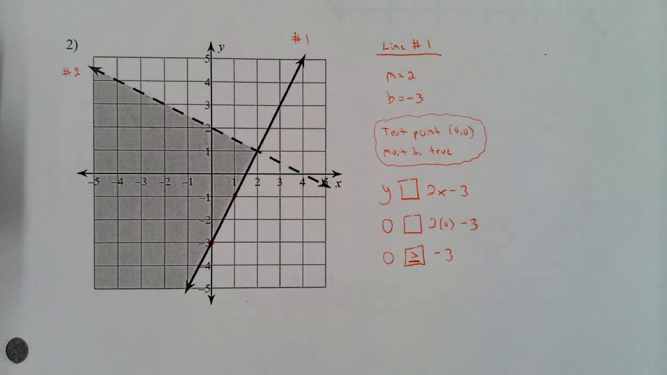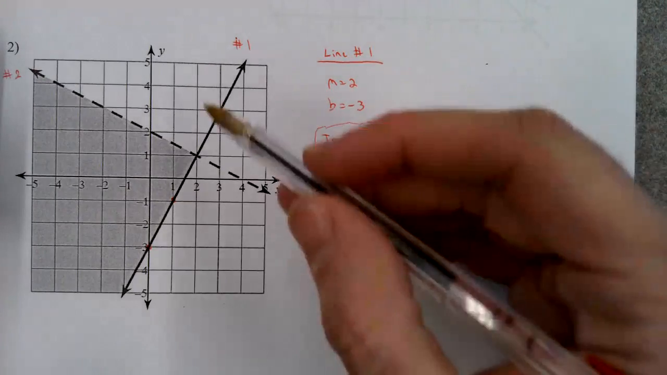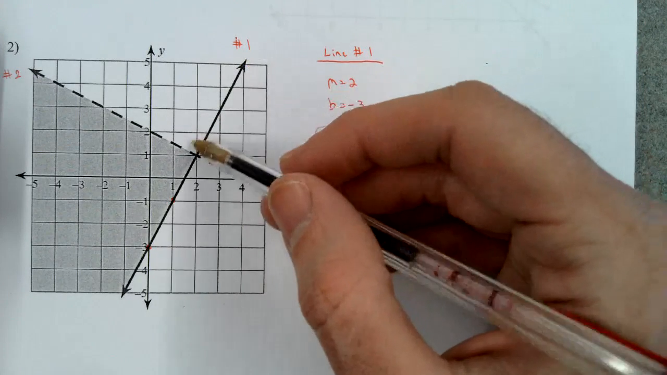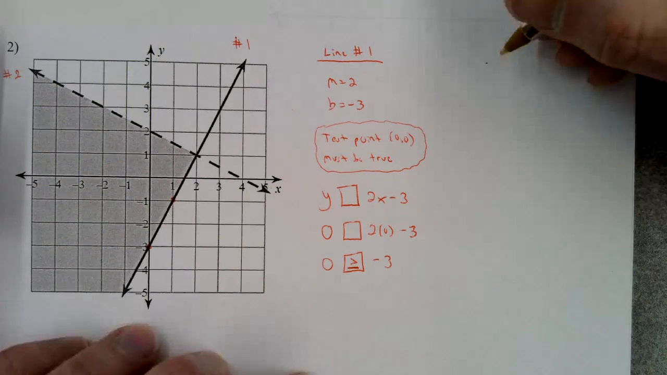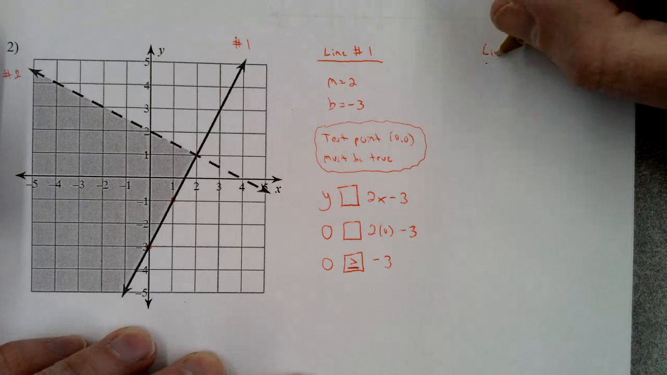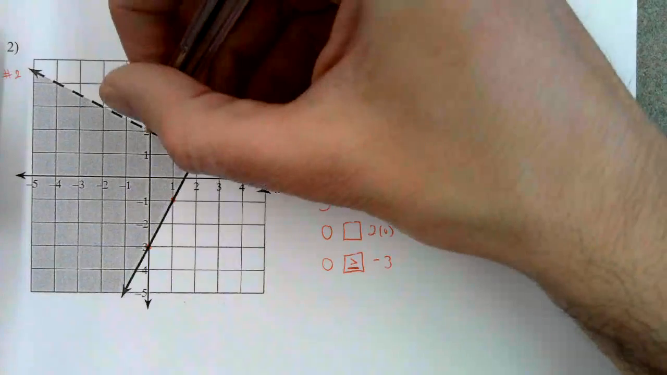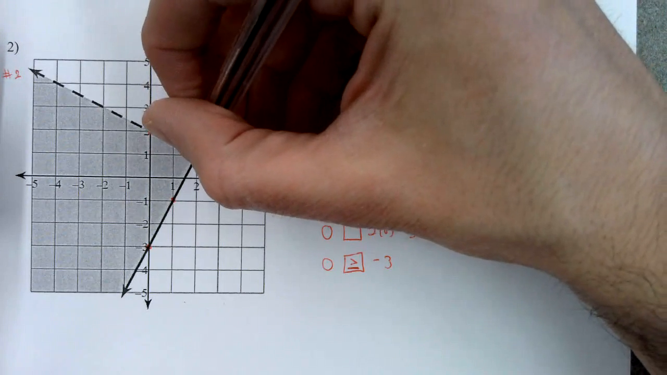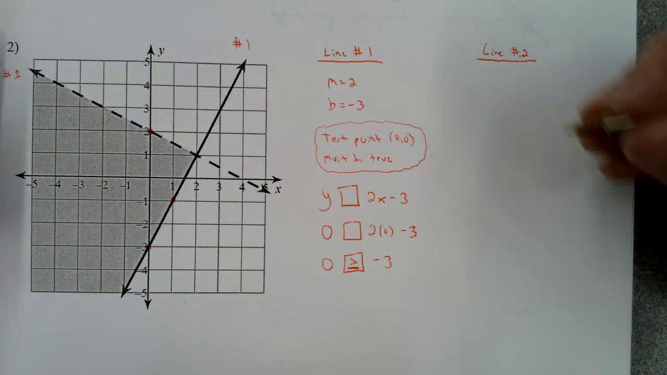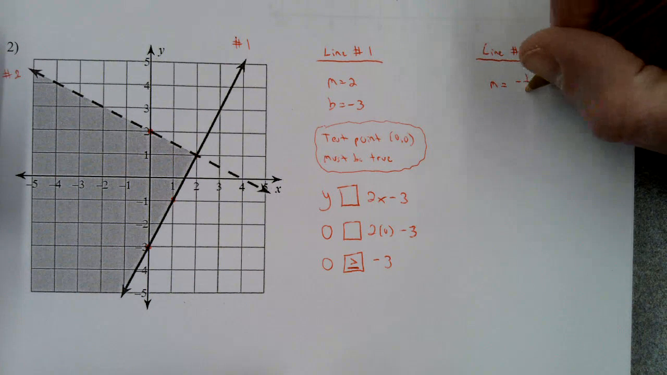Okay. The other way to think about that is for the solid line, line number 1, since you're shading above, it's greater than, and solid greater than or equal to. That's the shortcut. Now let's do line number 2. It has a y-intercept of 2 and a slope of -1/2. Slope is -1/2. Y-intercept is 2.